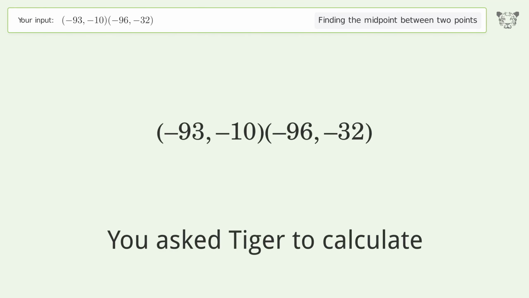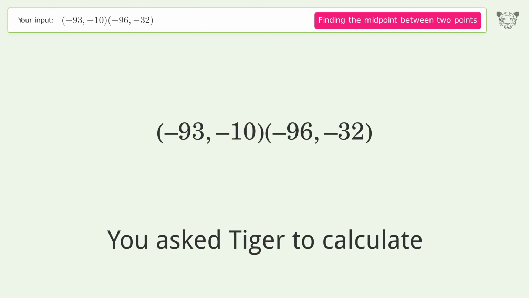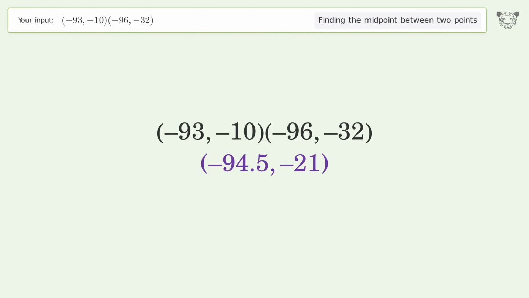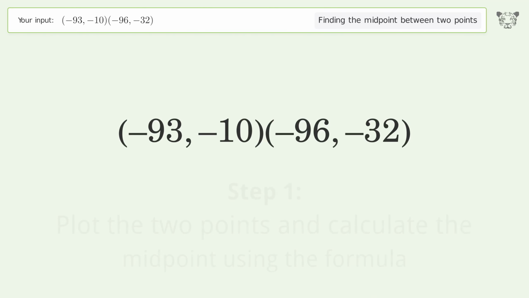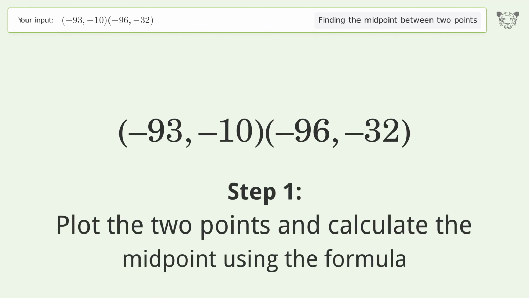You ask Tiger to calculate. This deals with finding the midpoint between 2 points. The midpoint between the 2 points is -94.5, -21. Let's solve it step by step. Plot the 2 points and calculate the midpoint using the formula.